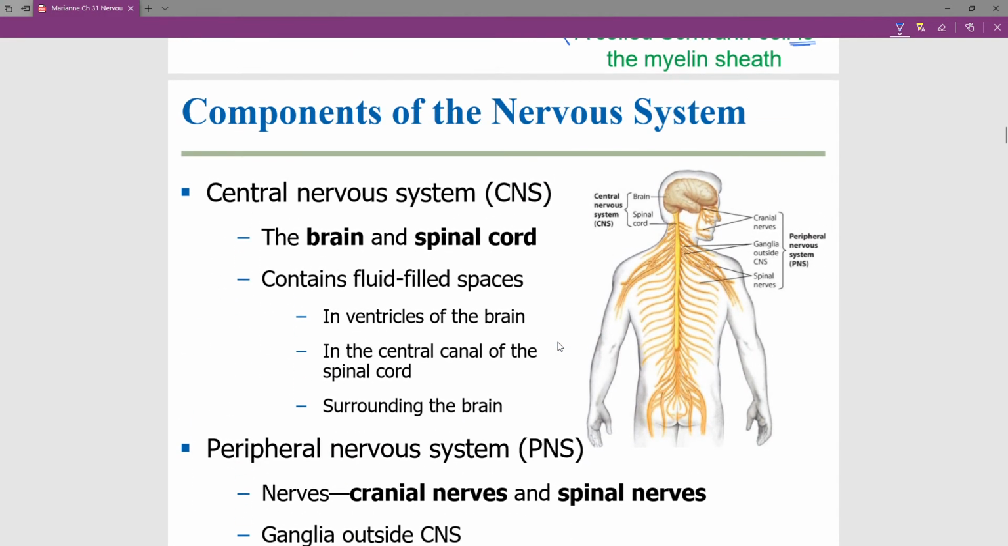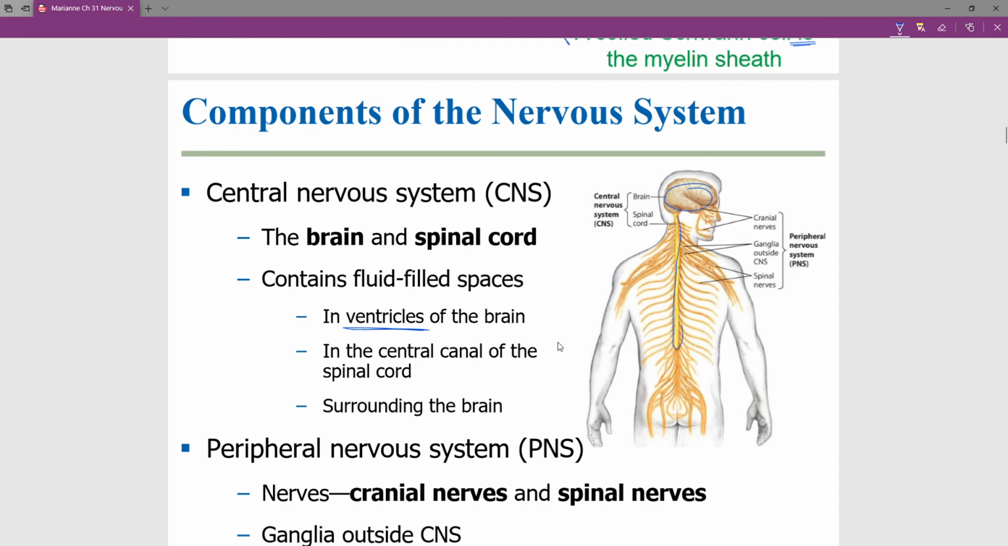So the components of the nervous system would be the central nervous system. So that's the brain and the spinal cord. And it contains fluid-filled spaces. So similar to ventricles in your heart, you have ventricles in your brain. And you also have the central canal of the spinal cord. So we have brain and spinal cord being part of your central nervous system.